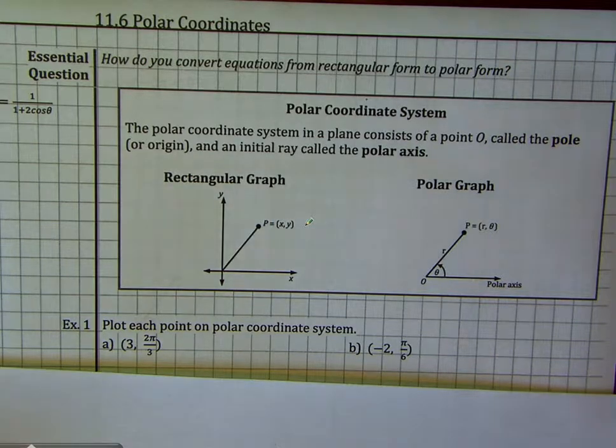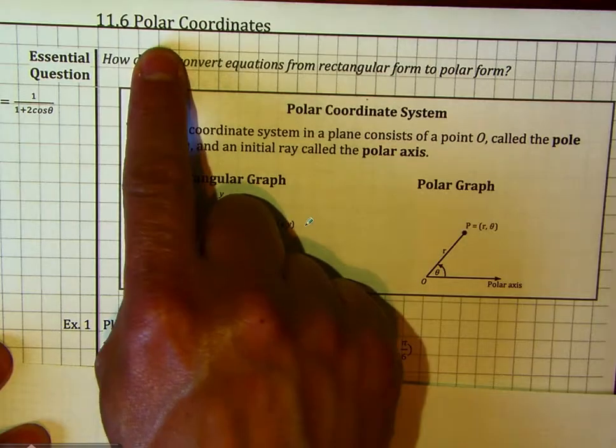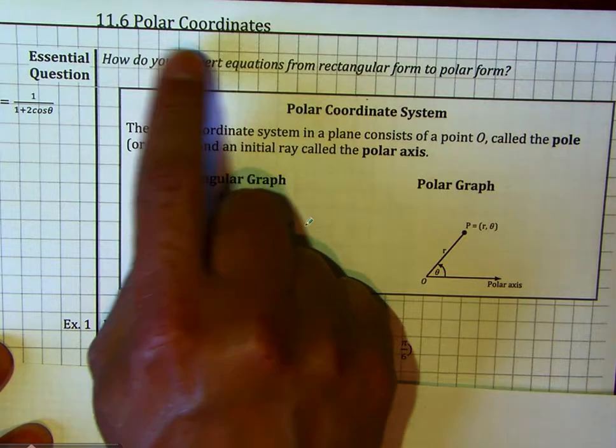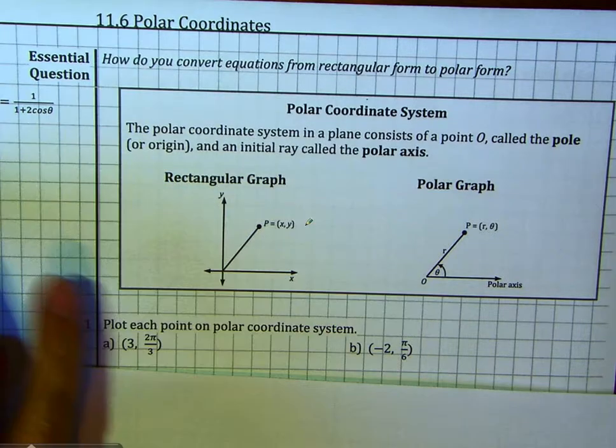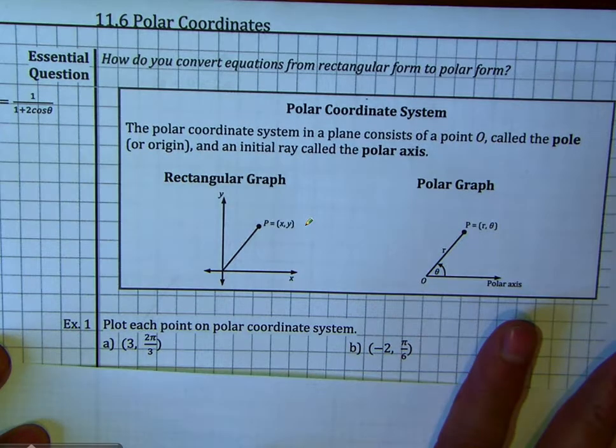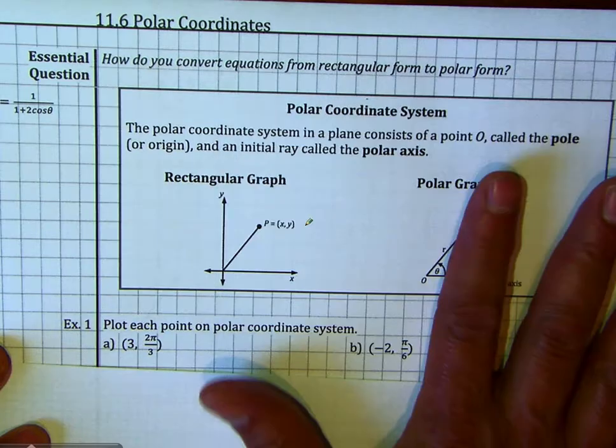Today we are going to cover section 11.6, polar coordinates. Now in your book, 11.6 covers what we're going to cover in two sections. We're going to divide up 11.6 into two parts.